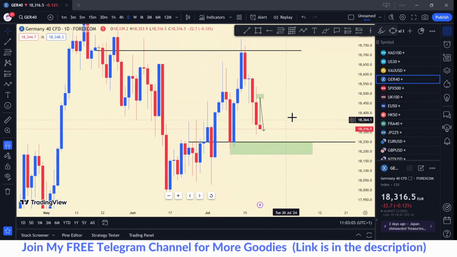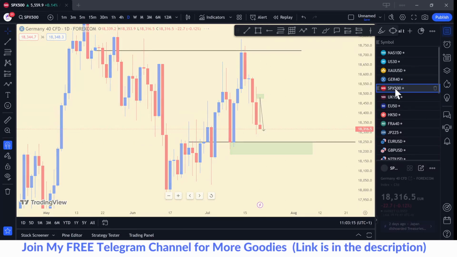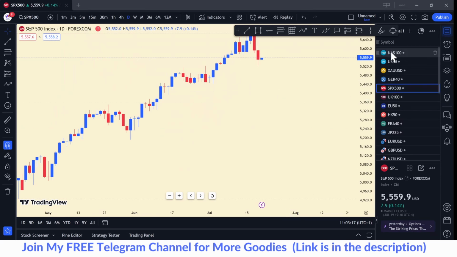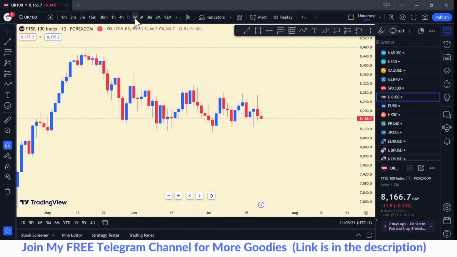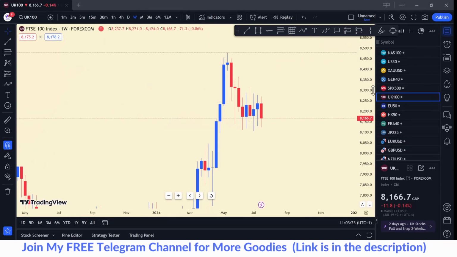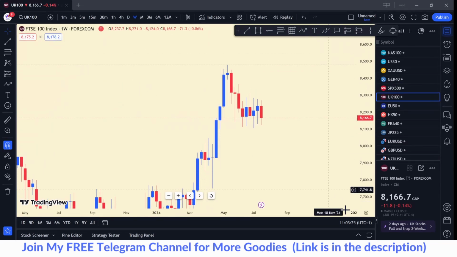So for DAX, this is my buy zone here. I'm looking for buy when price gets in here. We're looking at Sunday S&P. S&P mirrors NAS 100, so let me look at UK 100. The FTSE is called the FTSE.